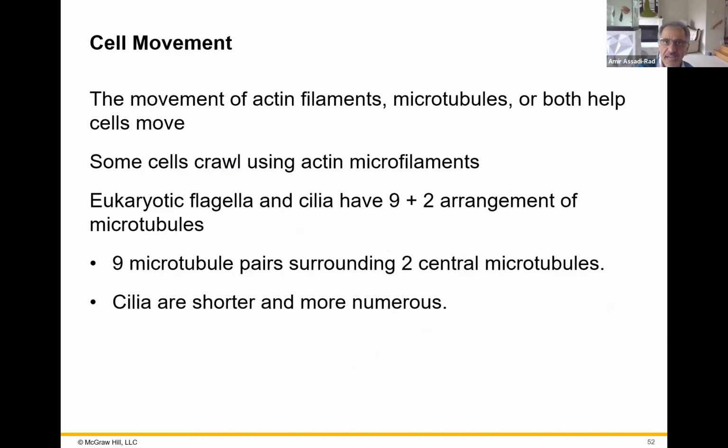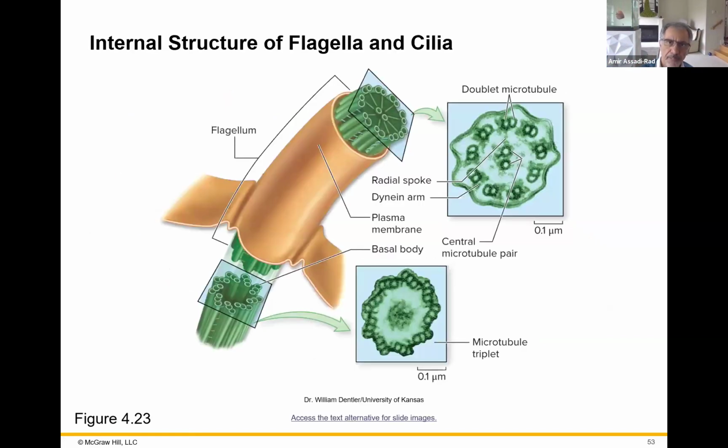Cell movement involves the movement of actin filaments, microtubules, or both of them. Some cells crawl using actin filaments. Eukaryotic cells have cilia, a 9+2 arrangement of microtubules, 9 microtubule pairs around and 2 in the center. Cilia are shorter and more numerous. Here is 9+2. Here is a cell membrane. This is a transmission electron micrograph of a cilia or flagella. At the base, it is 3+0. The base is 3, they call it basal body. Basal body is 3+0.